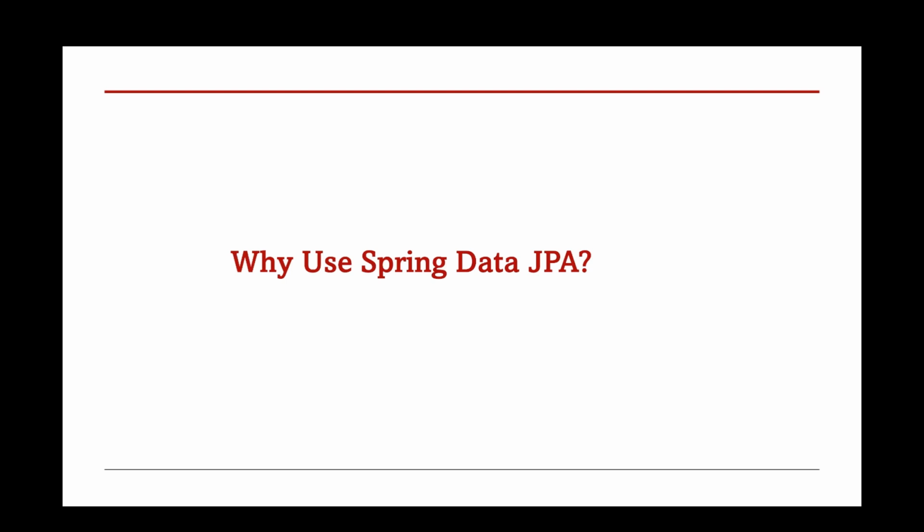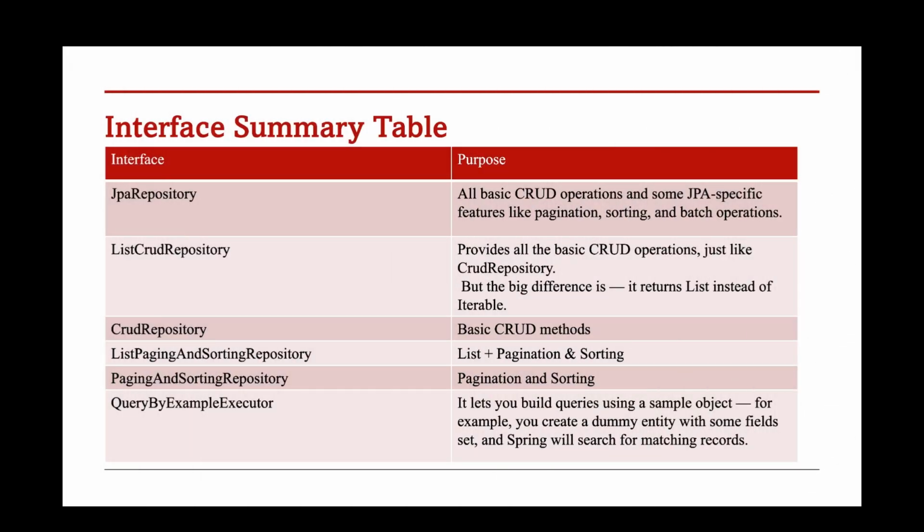Because it gives you a lot out of the box, without writing much code. You get automatic CRUD operations, support for custom query methods, built-in pagination, sorting, and even the ability to write JPQL or native SQL queries when needed. All of this helps you write cleaner, more readable, and maintainable code, and most importantly, it saves you a lot of time. Now let's talk about some of the interfaces provided by Spring Data JPA.